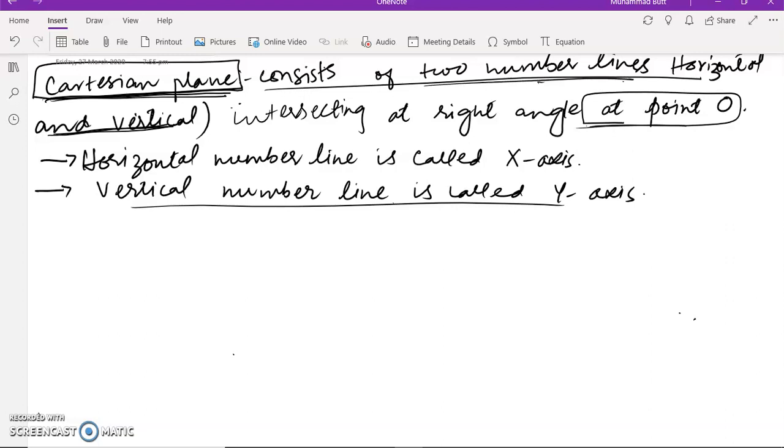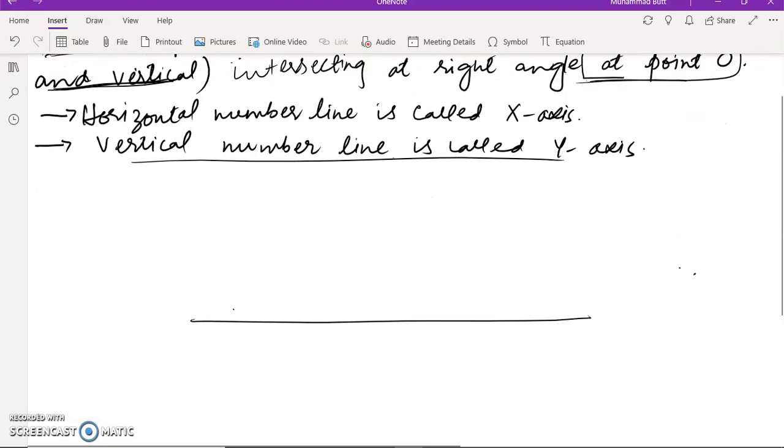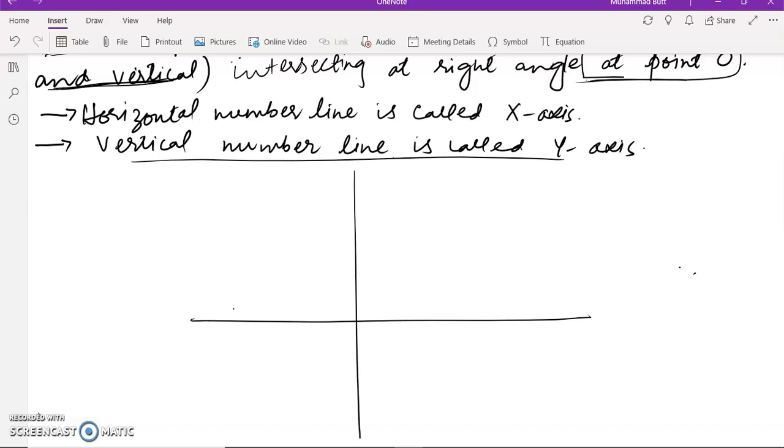One is the horizontal and the other is vertical. These two number lines intersect at point O, and this is called the origin. The value of the origin is 0 and 0. We'll discuss it later. The horizontal number line we call the x-axis, and the vertical number line is called the y-axis.